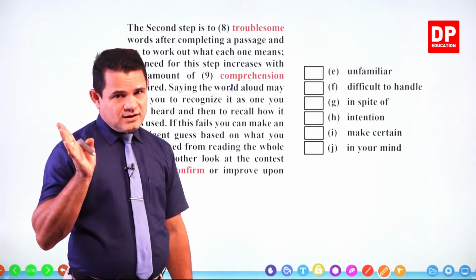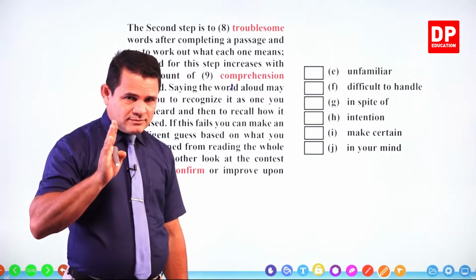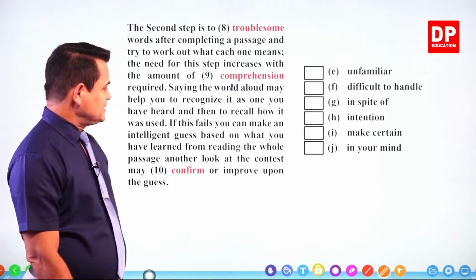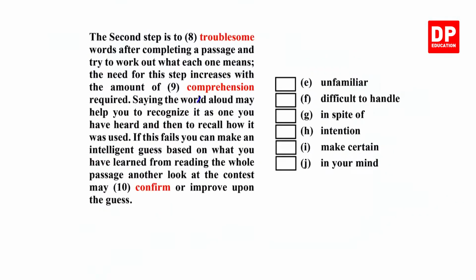You can recall where that word was used, and by reading the word aloud you may get a chance to remember. If this fails, you can make an intelligent guess. You can make an intelligent guess, based on what you have learned from reading the whole passage. Guess what this word is.